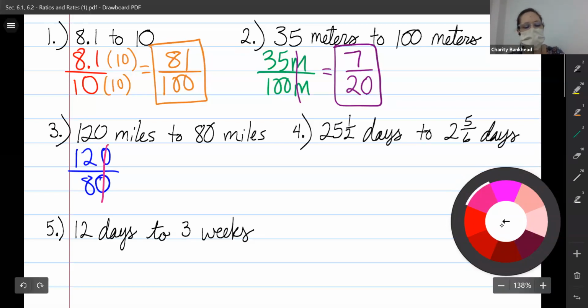Okay, the zeros can cancel out. So it's basically 12 over 8. And 4 can go into 12 3 times, and 4 can go into 8 2 times. So 3 over 2.